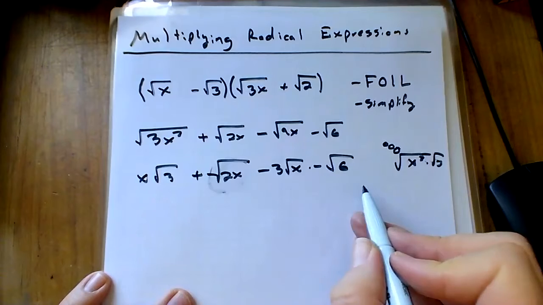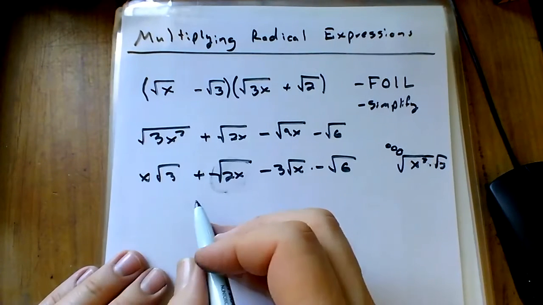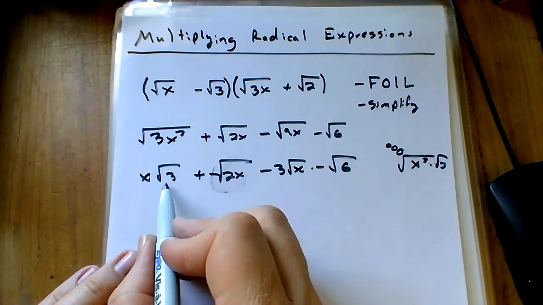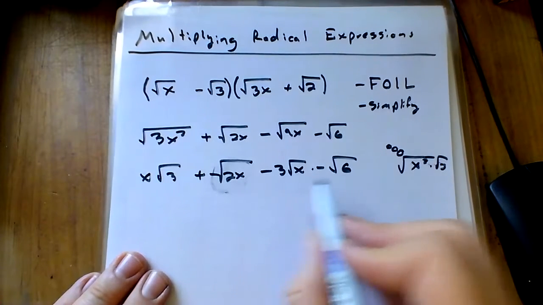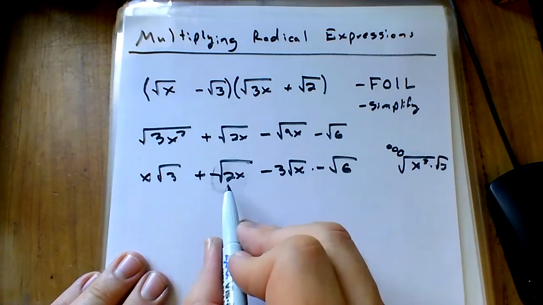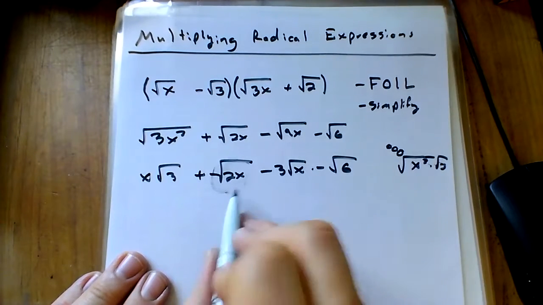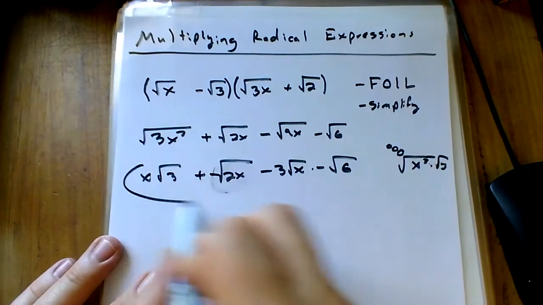And taking a look at this, I don't have any like terms. I've got a square root of 3, and none of the rest of these are square roots of 3. I've got a square root of 2x and a square root of x, but those aren't like radicands either. And I've got a square root of 6. So we're done right here.